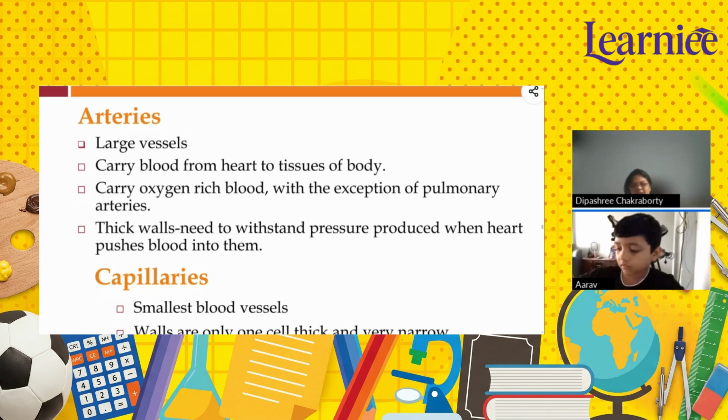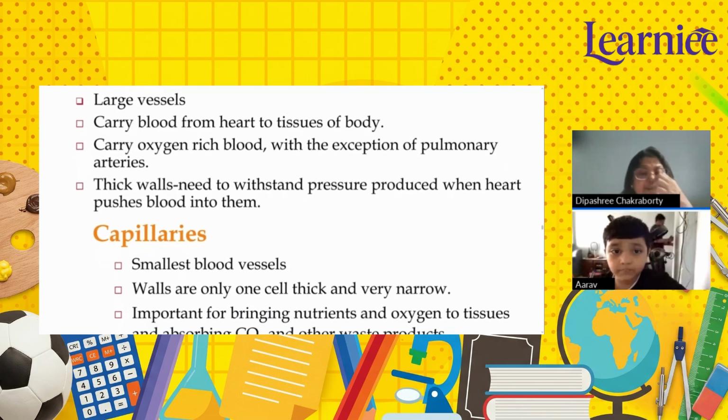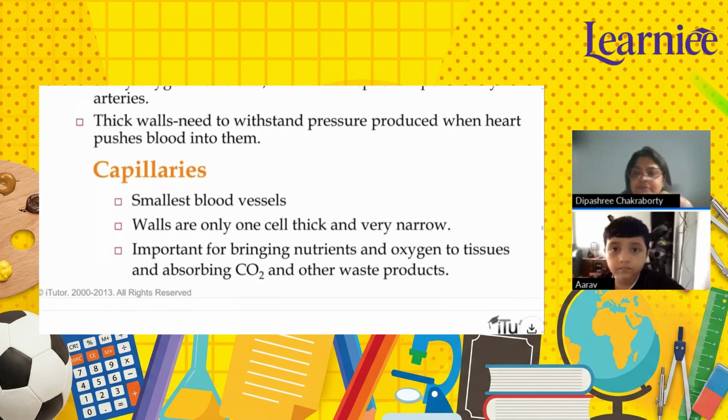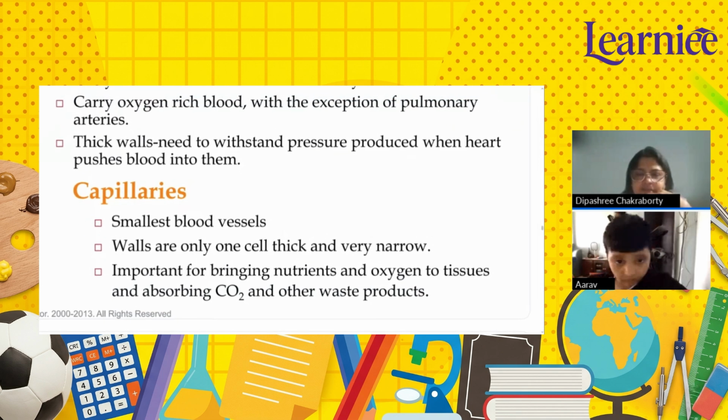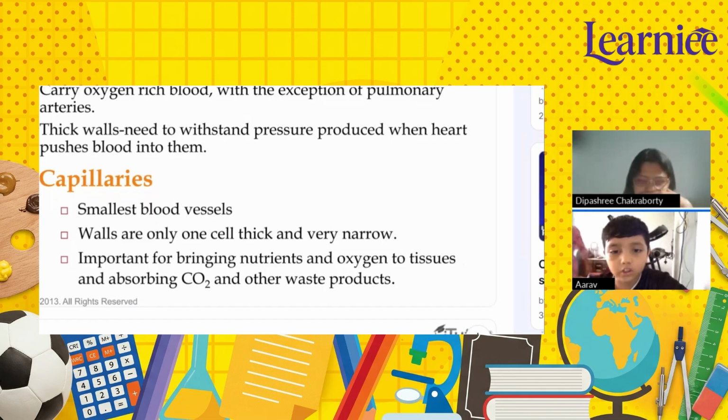Complete. Now one more thing that you have to keep is the large vessel, okay? They are large. Now capillaries, they are the smallest blood vessel. Multiple choice question in Olympiad. Capillaries are the smallest blood vessels. Over to you. Can you please read? Capillaries, smallest blood vessels. Walls are only 1 cell thick and very narrow. Important for bringing nutrients and oxygen to tissues and absorbing CO2 and other waste products. Carbon dioxide and other waste products.